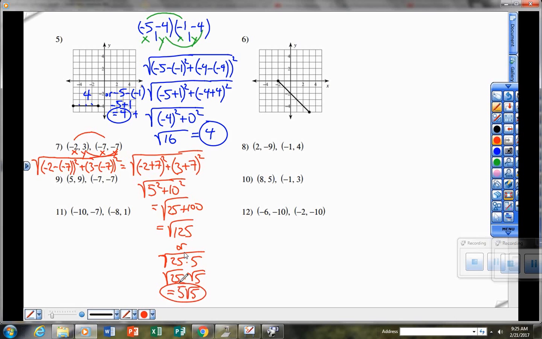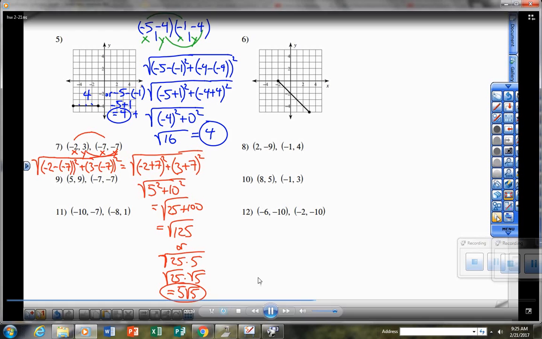All right, excuse me as I shrink this up to get more room. I'm going to fast forward a little bit here.